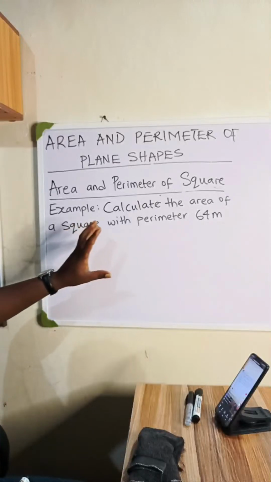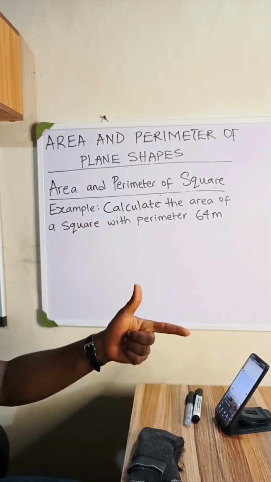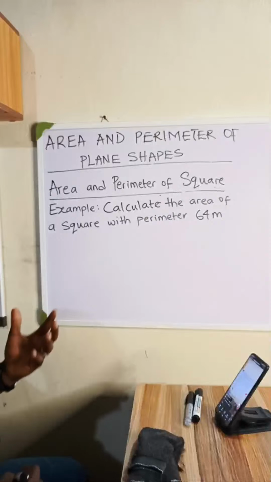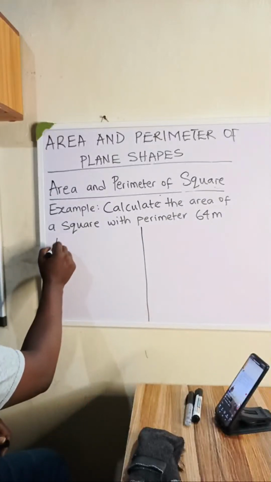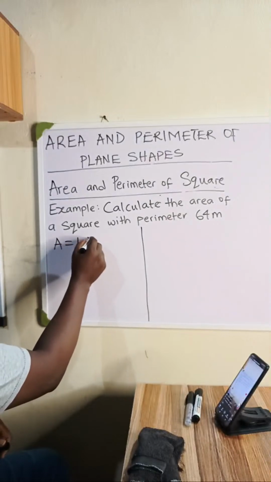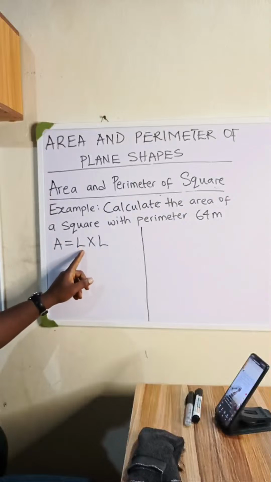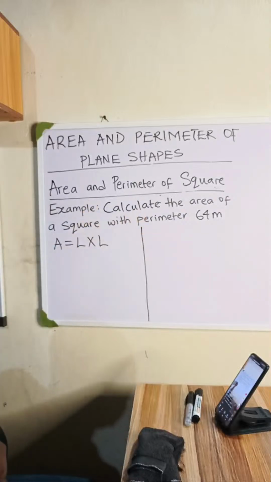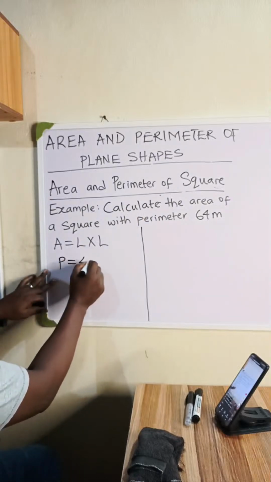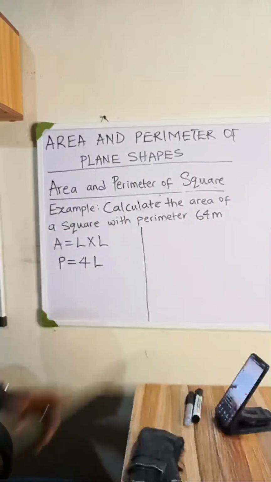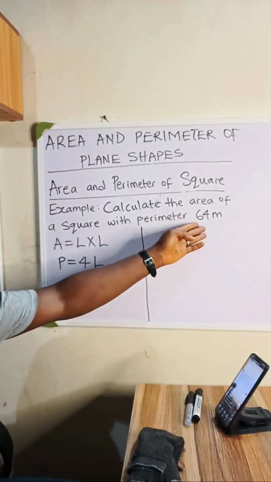So here we are given the perimeter, and we're expected to find the area. First of all, to get the area, we remember that area is equal to length times length. That means all we need to find the area is to know the length. But we don't know the length, we only know the perimeter. Perimeter is equal to 4 length. So if we know the perimeter, we can find the length.